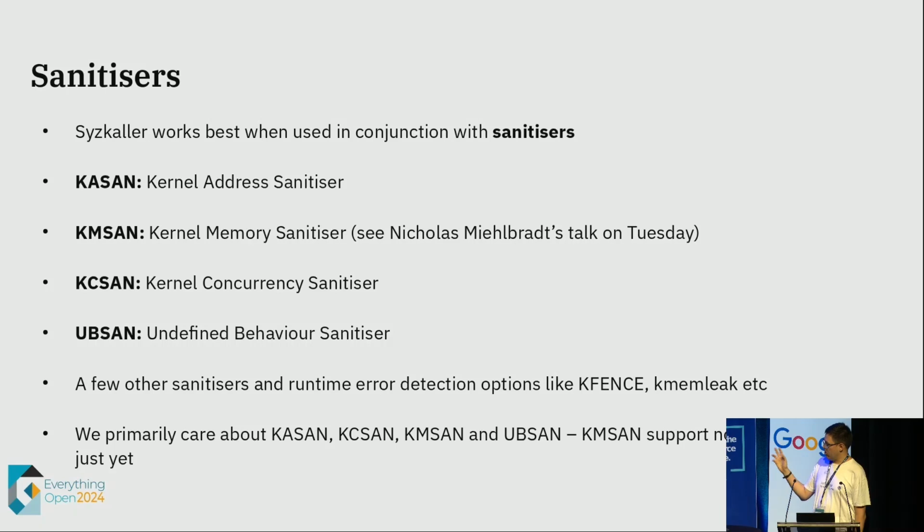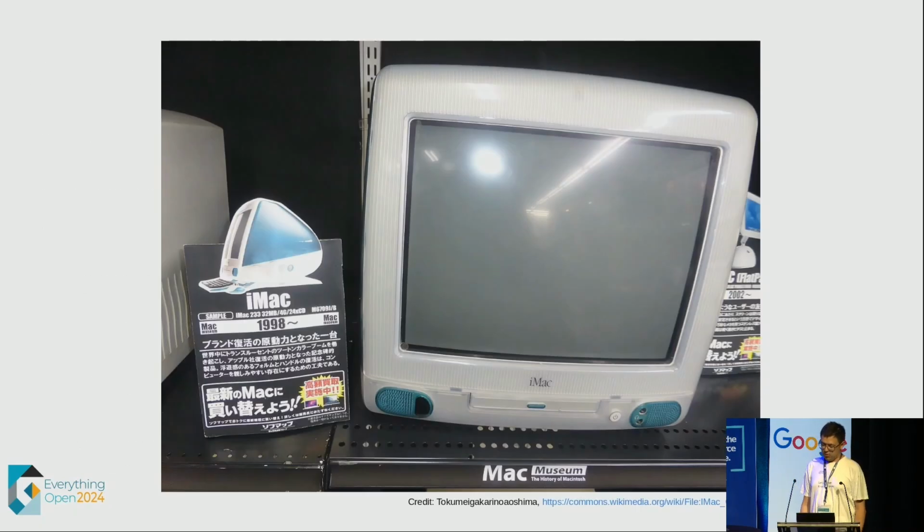Currently, on our Power setup, we're using KASAN, KCSAN, and UBSAN. KMSAN will happen any day now, once we finish Nick's patches to get that enabled on Power. So now we know what syzkaller is. I'm trying to get it to run on the Power architecture.